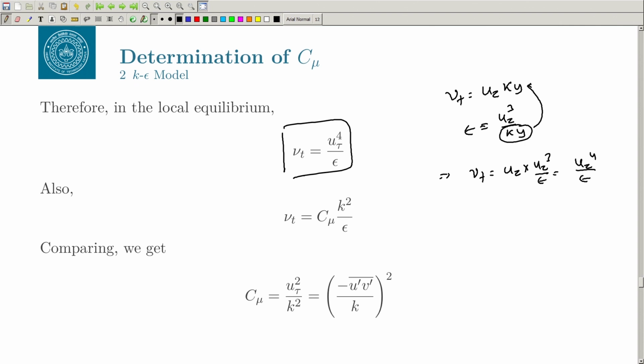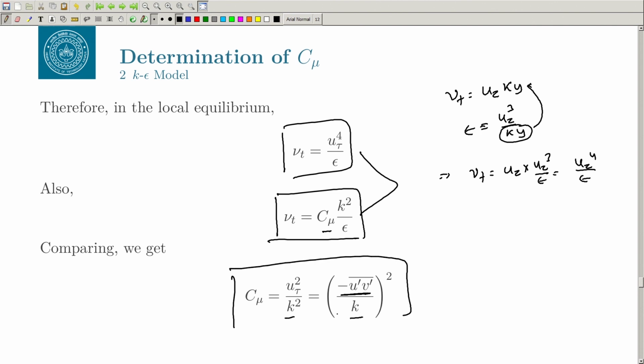But also the nu t is C mu k square by epsilon. So, if you compare these two, okay, you will get C mu equal to u tau square by k square, right, and u tau square is nothing but your turbulent stress, okay. So, minus u prime v prime square by k square, right. So, this is the value that we are getting by comparing in the turbulent boundary layer, right.